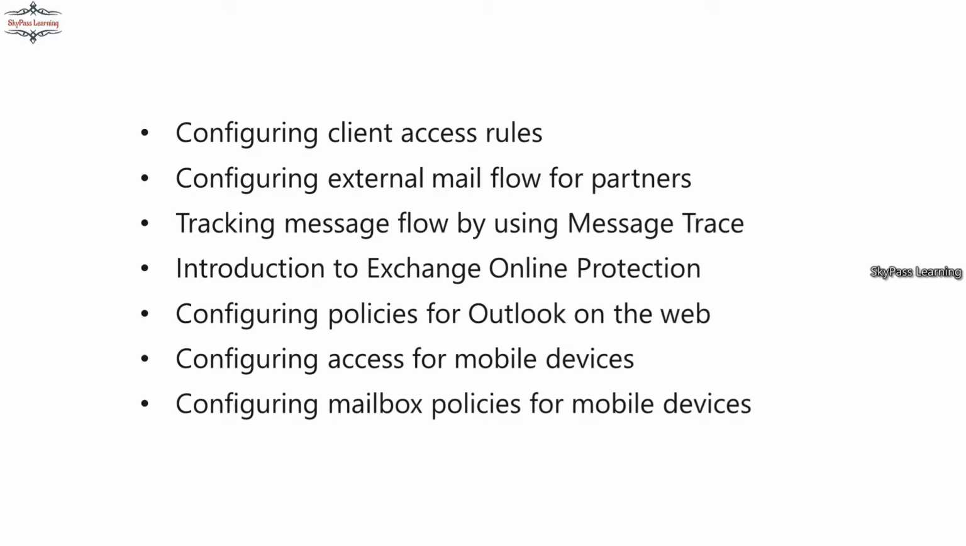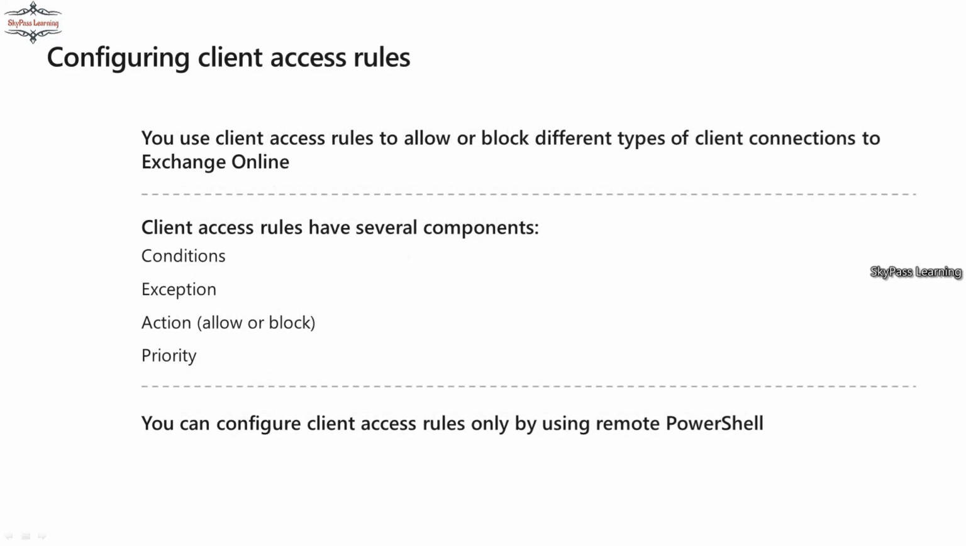Okay, the first one is the client access rule. So where do we need a client access rule? We have seen the mail flow restrictions in my last video in this series. Here you require client connectivity access. When you configure a client access rule, it will allow or block different types of client connections to Exchange Online. For example, you can restrict Outlook on the web for specific clients or a set of groups, based on your condition only.